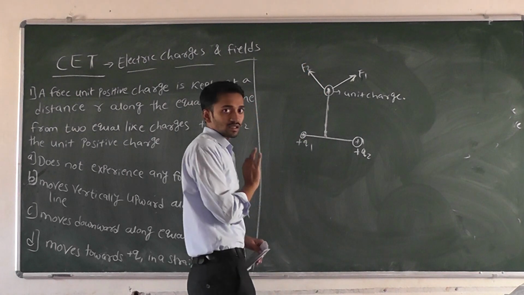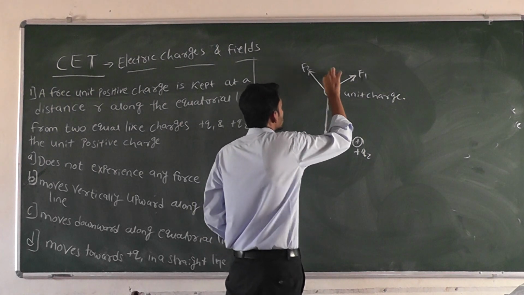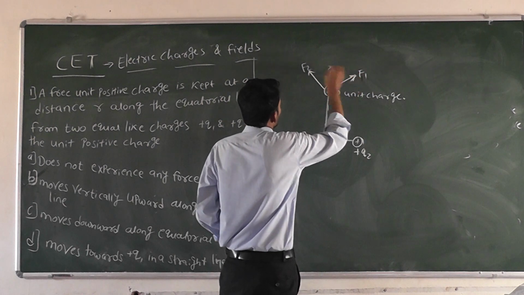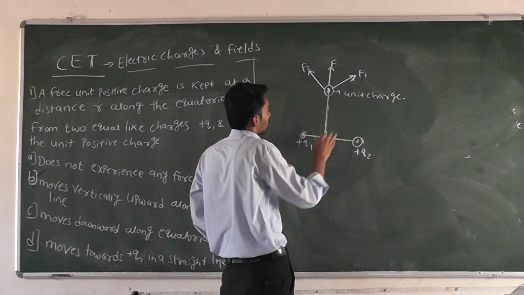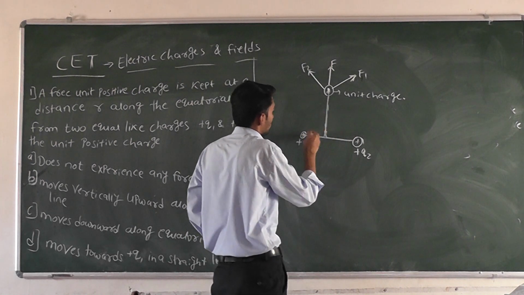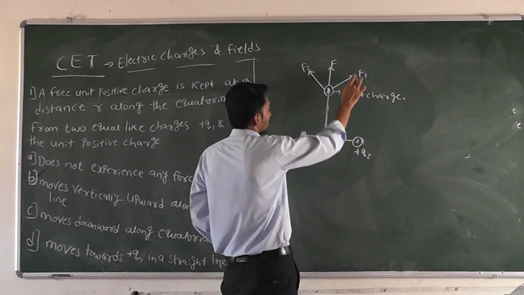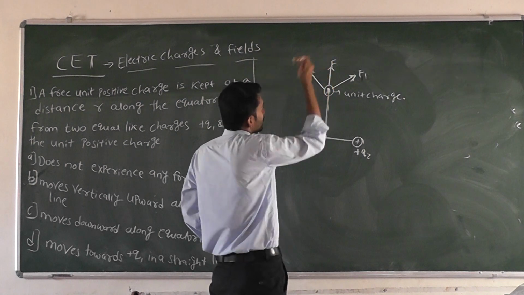So where is the resultant force? You may all know about the resultant force. The resultant force is produced in the center of these two forces F1 and F2. So this is the resultant force F. I hope you understand this figure explanation. The charge q1 produces force F1, charge q2 produces force F2, and F is the resultant force.